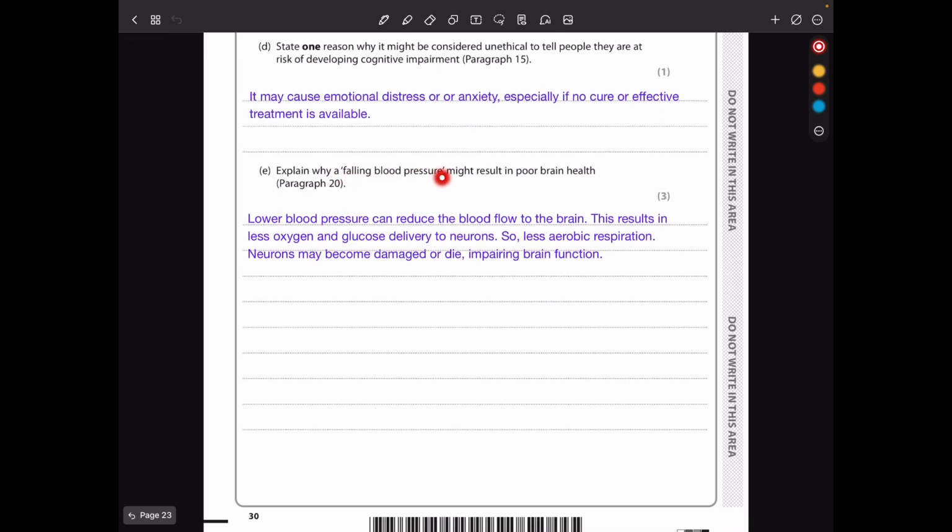Explain why a falling blood pressure may result in poor brain health. If there is low pressure, then less glucose and oxygen is going to be delivered to the neurons. And so the neurons are going to be affected, they'll be damaged. So I said lower blood pressure can reduce blood flow to the brain. This results in less oxygen and glucose delivery to neurons, so less aerobic respiration. Neurons may become damaged or die, impairing brain function.